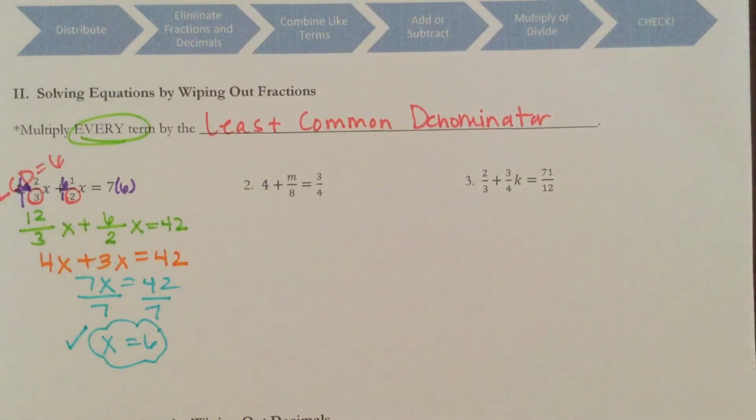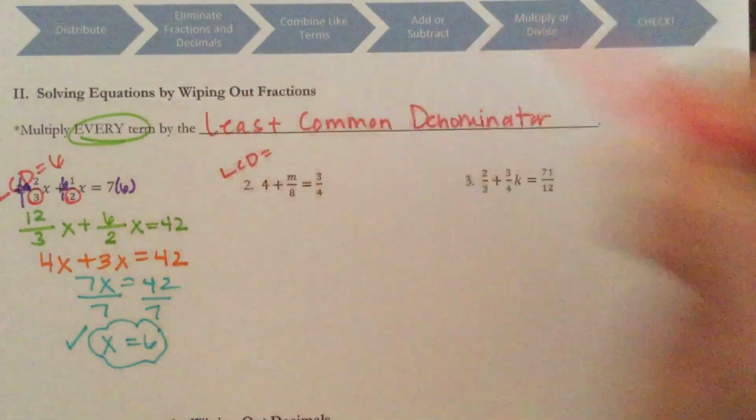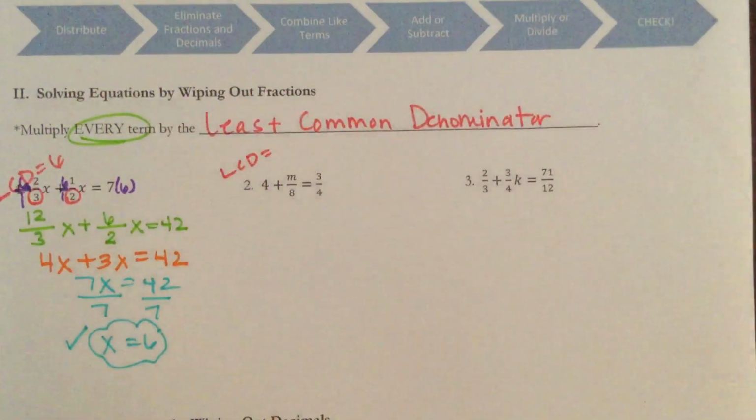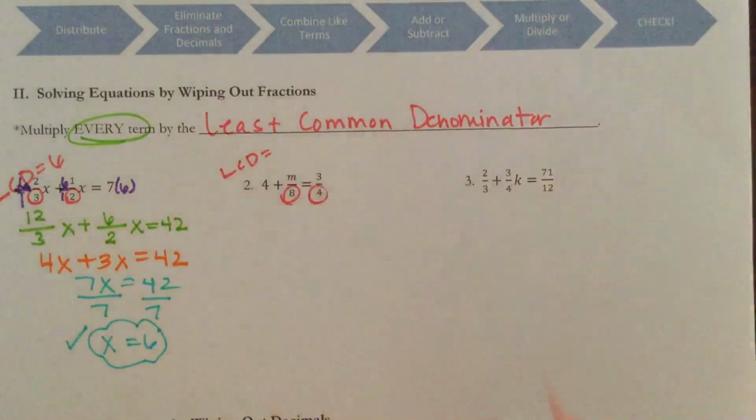All right, taking a look at the second example, 4 plus m over 8 is equal to 3 over 4. Thinking about my 6 steps, the first step is to distribute. There is nothing in my problem to distribute. The next step says eliminate the fractions and decimals. To eliminate a fraction, I am going to multiply by the least common denominator. In this case, my denominators are an 8 and a 4.